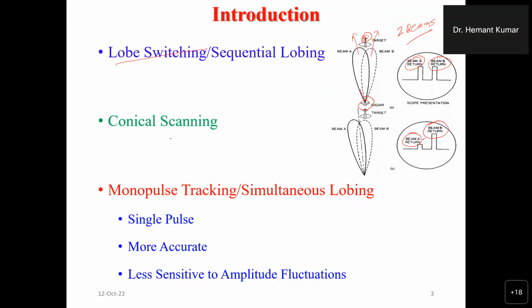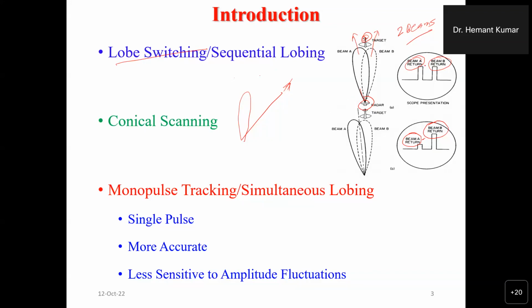Okay. The second technique is conical scanning. Conical scanning is basically a continuous version of lobe switching. In lobe switching, the beam is switched from one position to the second position discretely. But in continuous conical scanning, it will continuously track around a particular axis. There will be a particular rotation axis, and the beam will be continuously tracking around this axis. If the target is along the rotation axis, then the error will be zero.